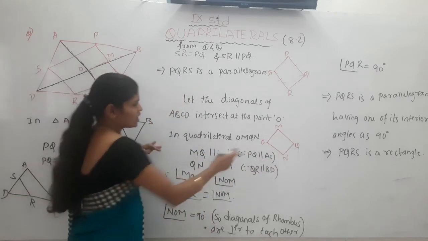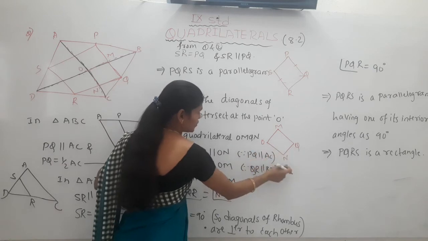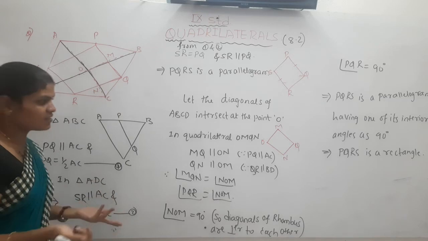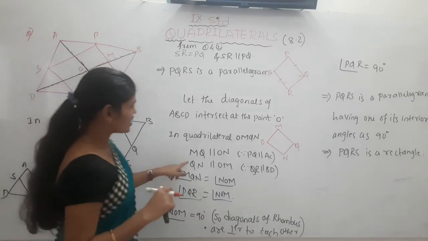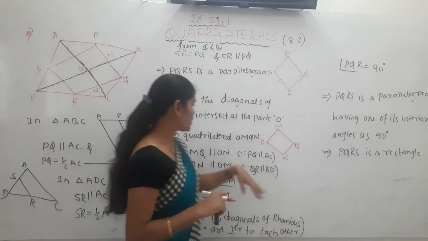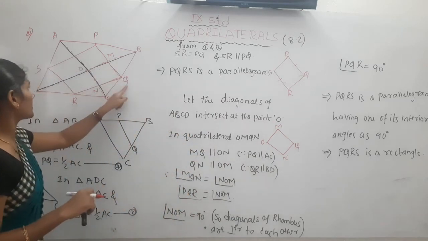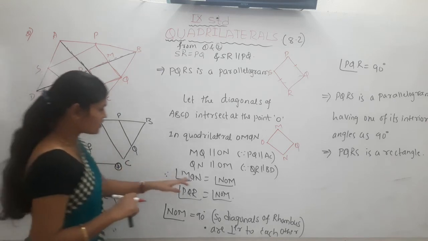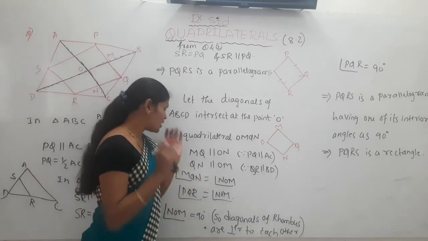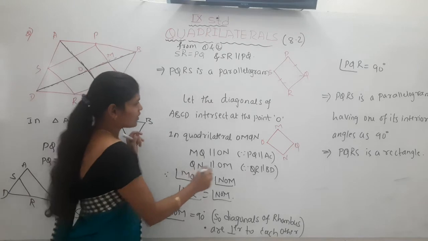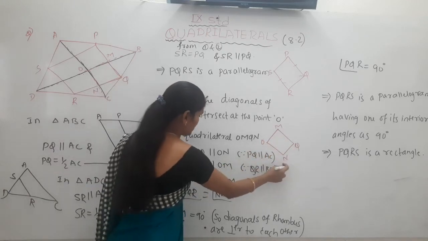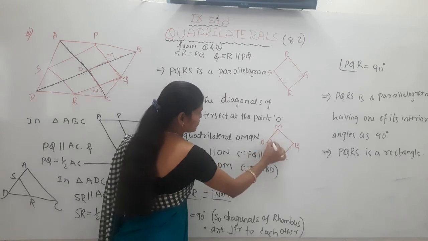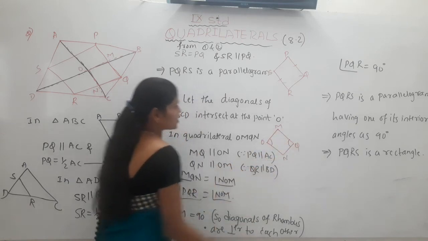Here MQ is parallel to OM. Why? Already PQ is parallel to AC. And in the same way QN is parallel to OM. Why? Already QR is parallel to BD. Yes or no? Now observe here, angle MQN is the same as angle NOM. Why? Because the opposite sides of this quadrilateral are equal here.